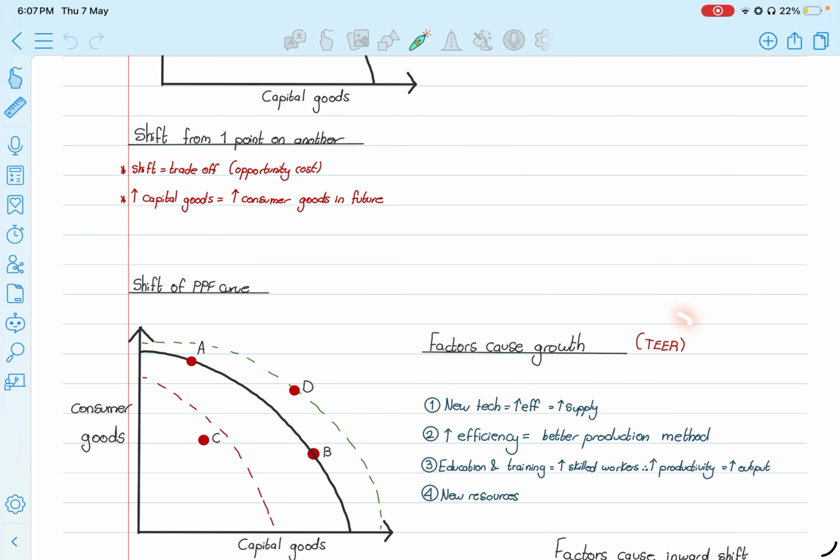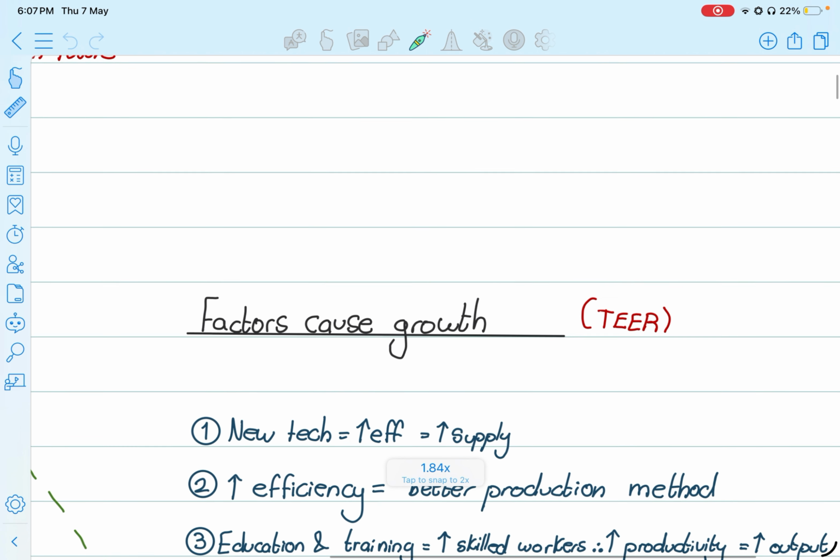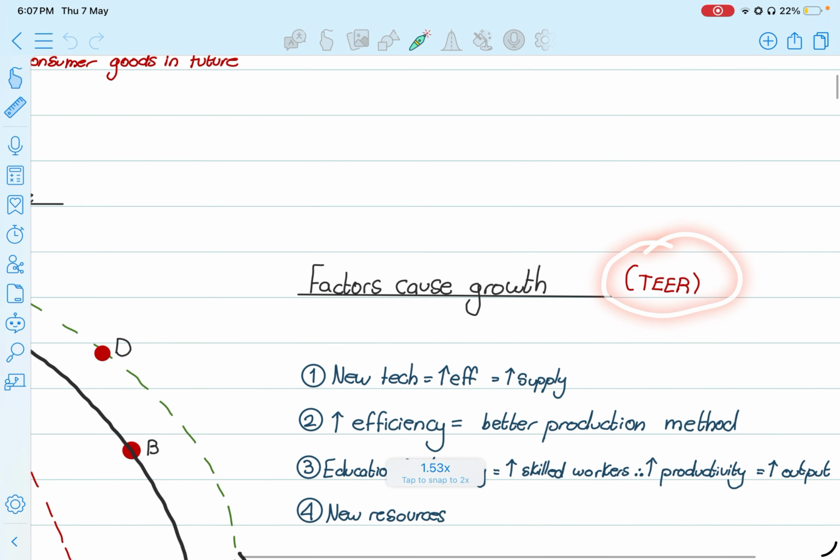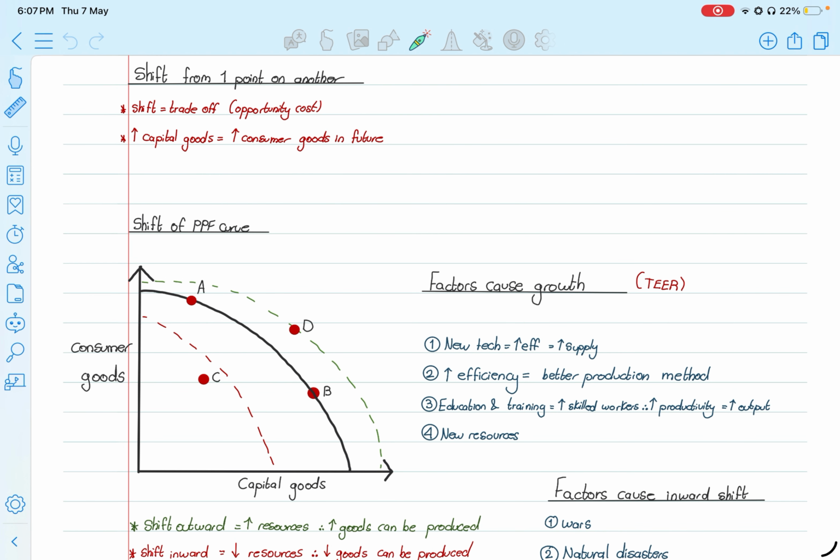Which is going to be us during the economics exam. Shedding tears. Hopefully not with this lesson.